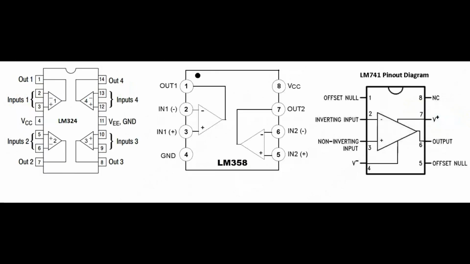The IC741 houses a single op-amp in the chip. Okay. There are also quad op-amps and dual op-amps. LM324 is an IC which is a quad op-amp. It means in a single chip there are 4 op-amps. Okay. Likewise, LM358 is a dual op-amp. It houses 2 op-amps in a single chip.